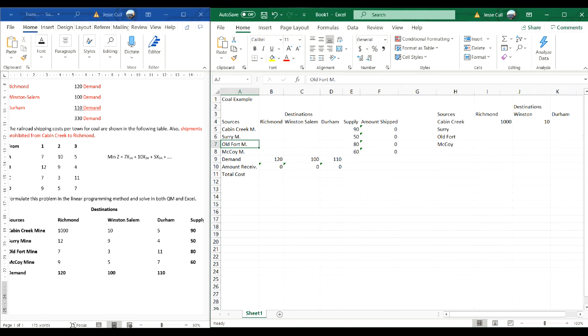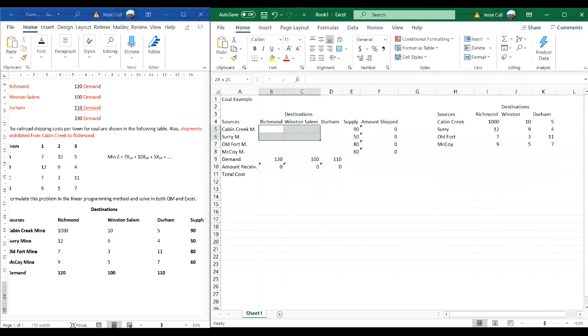Make these a little smaller just so we can see everything. Here, Surrey is 12, 9, 4, 7, 3, 11, 9, 5, and 7. So we have both of our arrays.